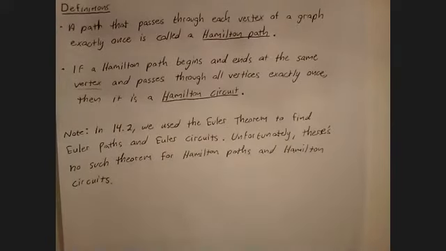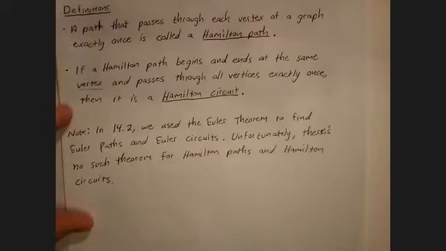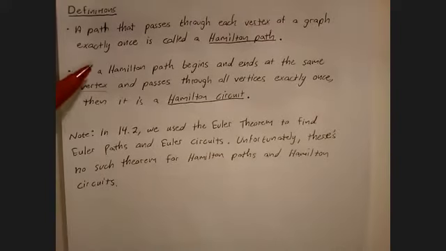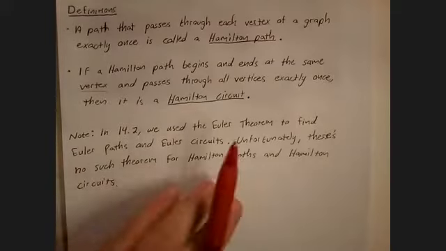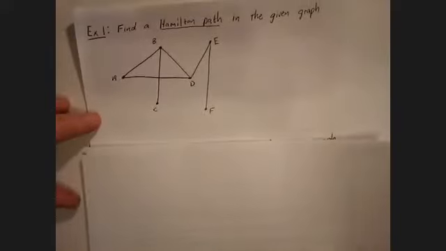Okay, so we're going to find Hamilton paths and Hamilton circuits. A Hamilton path is a path that passes through each vertex of a graph exactly once. And a Hamilton circuit is the same thing. It passes through each vertex only once, and then of course comes back to itself. All right. So I've got a few of these. We're going to start with this one.